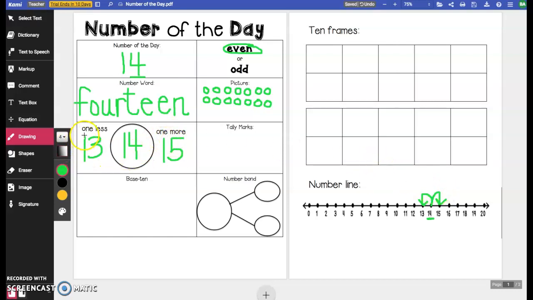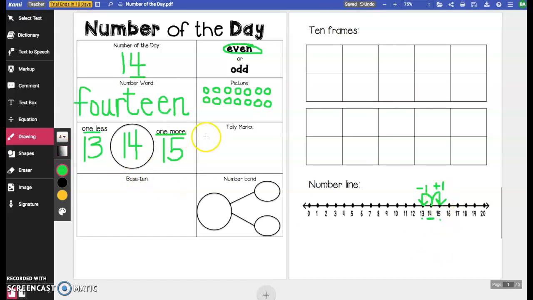I can also think about it as 1 less and 1 more. So if I had 14 pieces of Easter candy and I gave 1 away, then I have how many now? 13. If I had 14 pieces of Easter candy and I found 1 more, then how many do I have now? I have more, don't I? I have 15 because I found 1 more piece of Easter candy.